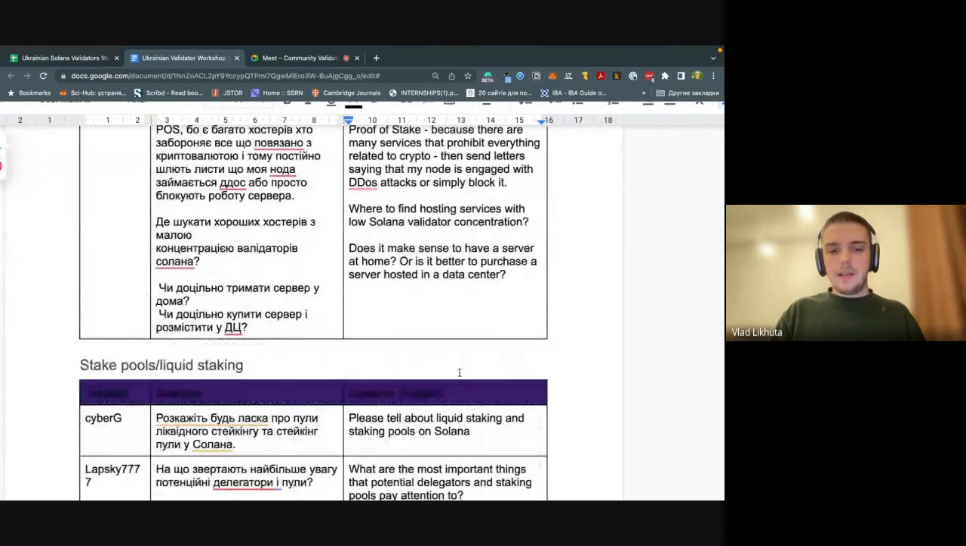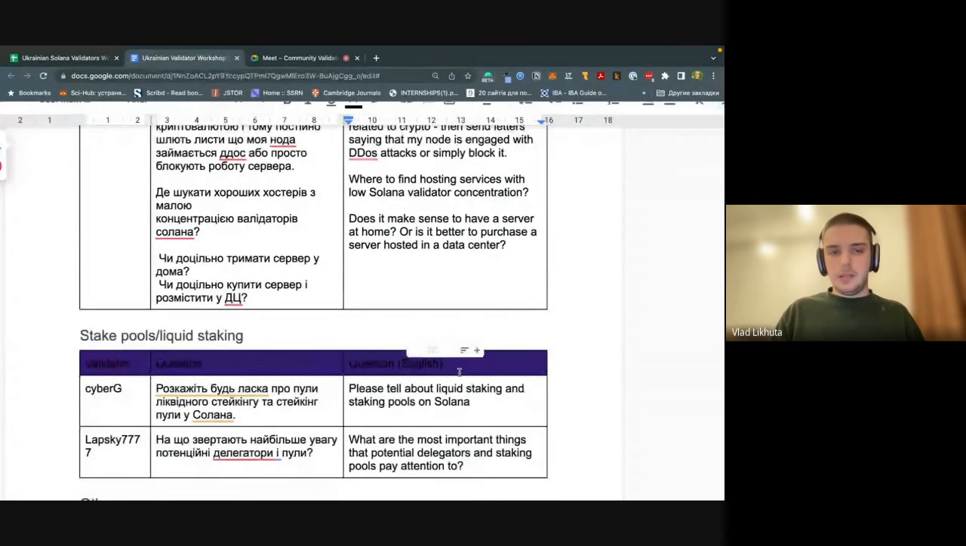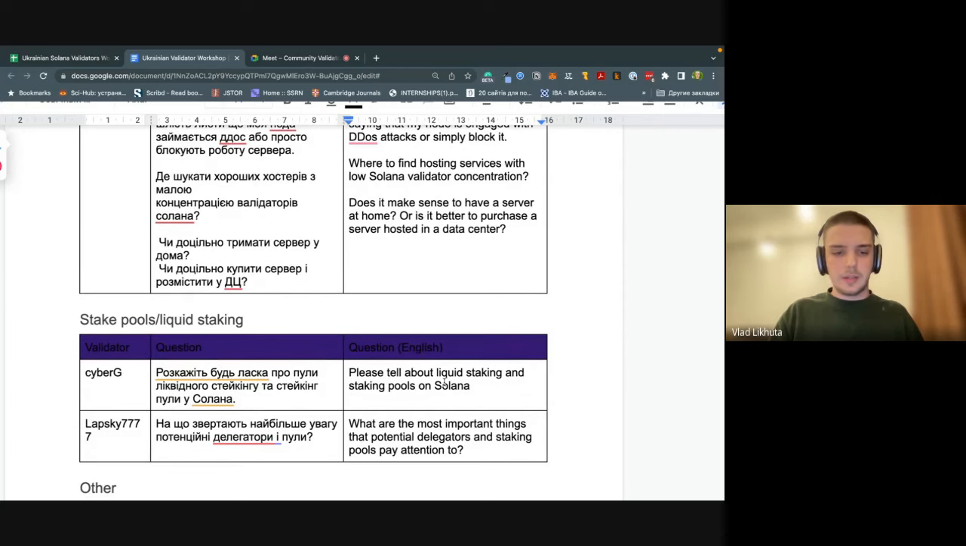And then the other part they were interested in is liquid staking on Solana. In Everstake, we have our own liquid staking product. It's called Eversol Stake Pool. So this is where we also can share some expertise and answer their questions.